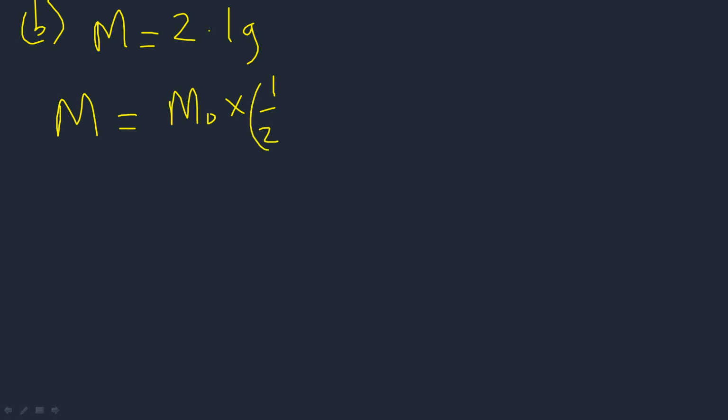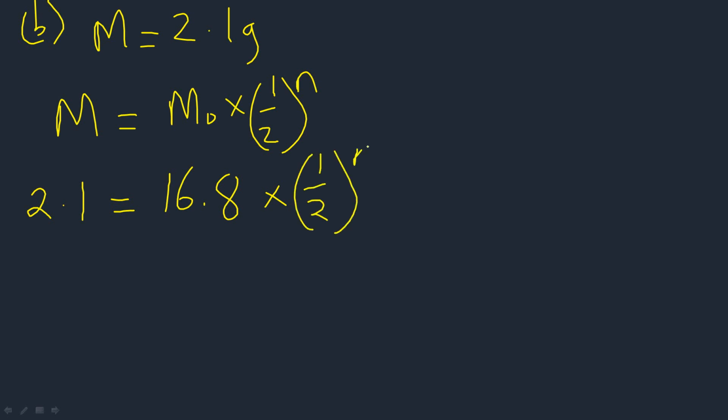We are doing part B, which requires us to get the time taken for the remaining mass to be 2.1 grams. Since they have given us the remaining mass, we have to use the formula. Remember, remaining mass is equal to original mass times a half raised to power n. So the mass that is remaining is 2.1, the original mass is 16.8, times a half power n.